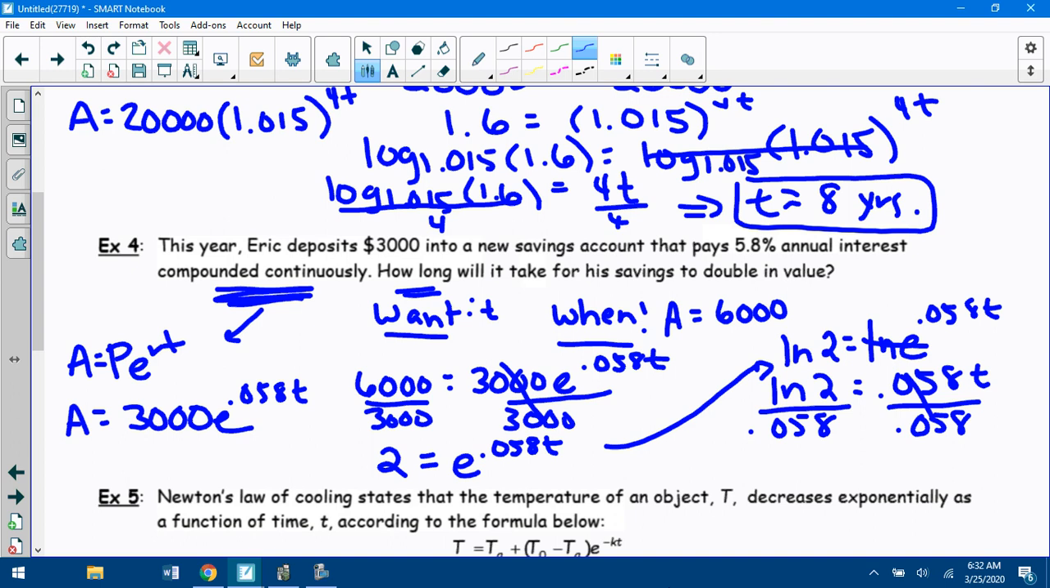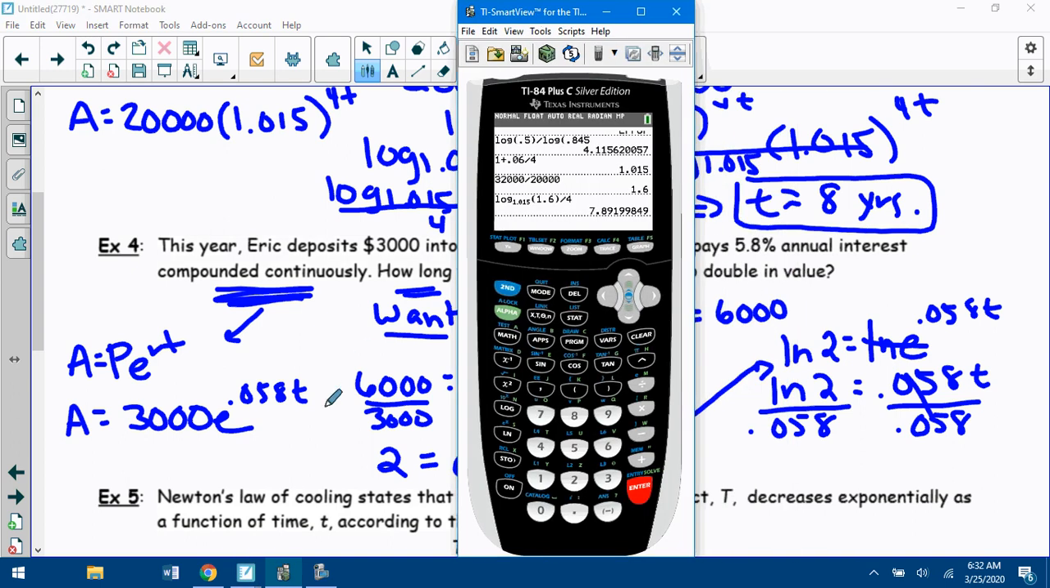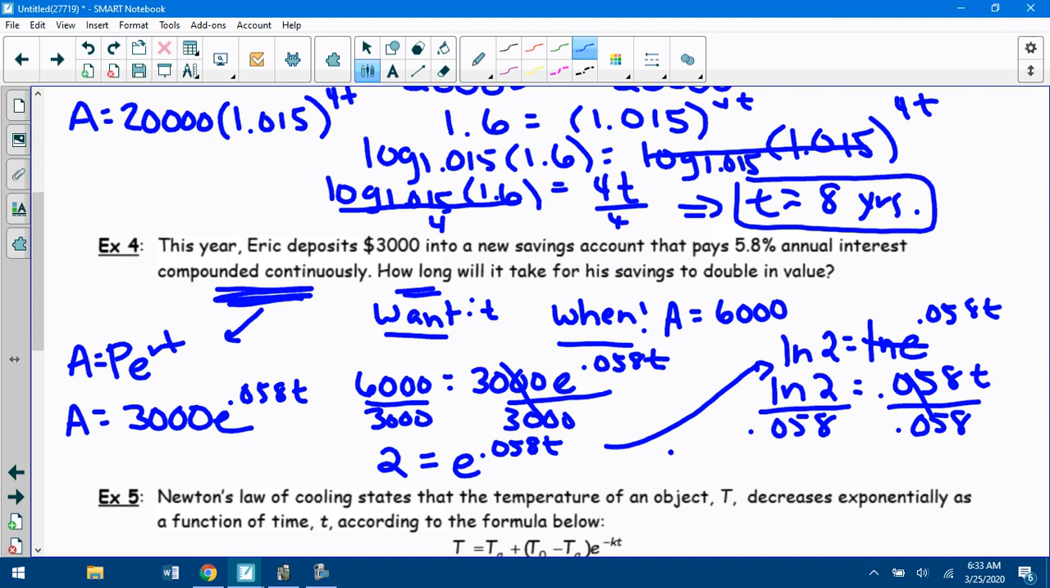And I've got ln of 2 divided by 0.058. 11.95. So it doesn't tell us what to round, so we'll say about 12 years. Good?